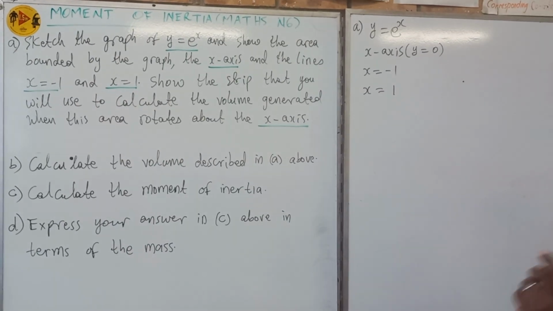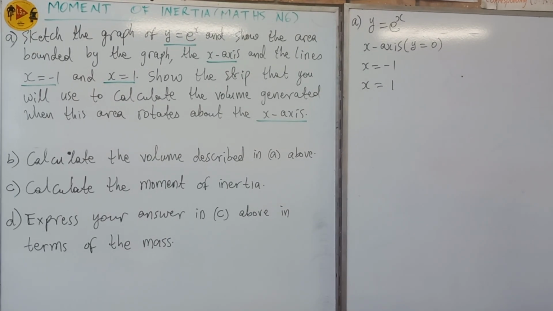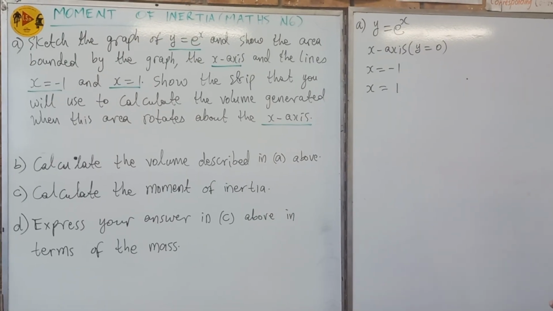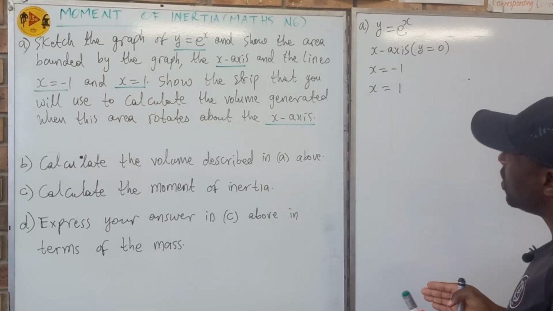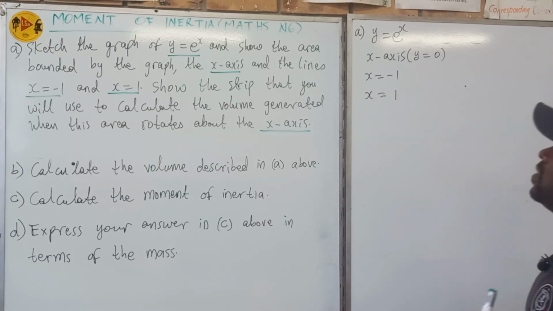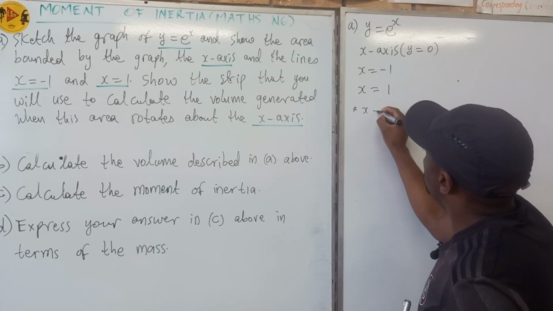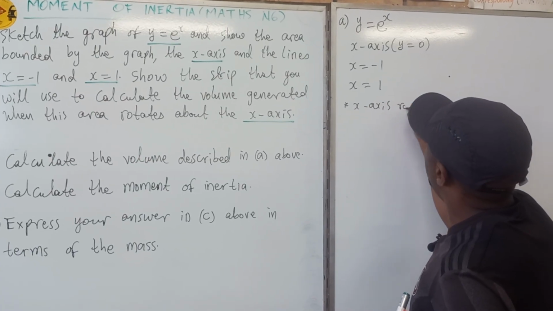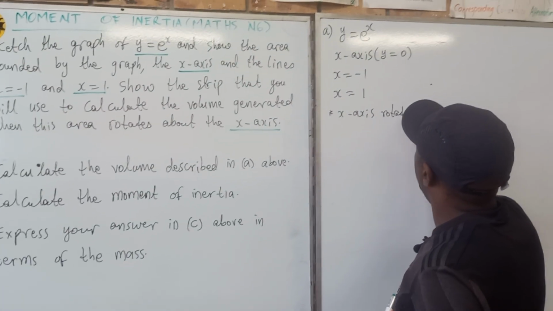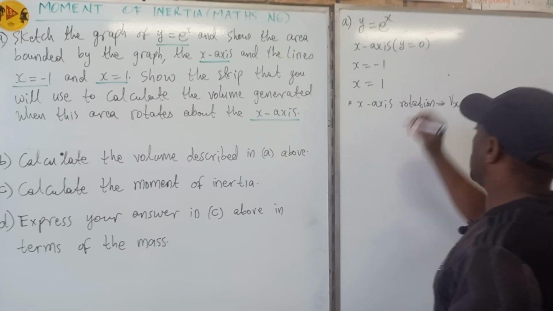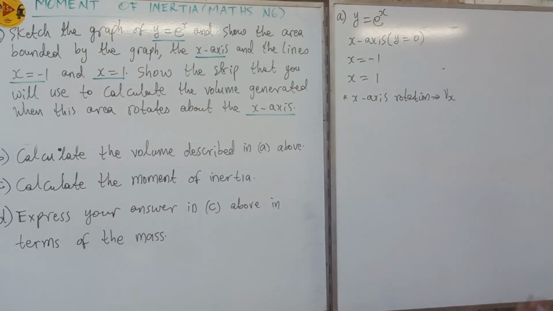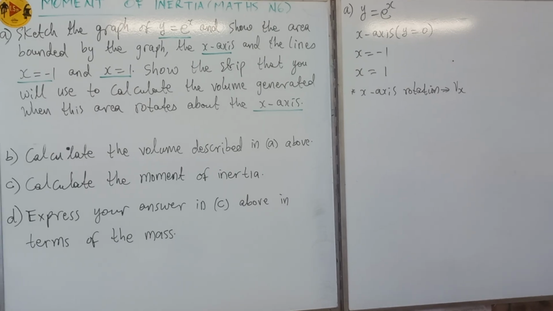So it means, looking at what you see on the board, we've got 4 graphs. So whatever you are shading and putting your strip must be within 4 graphs. Then finally, the rotation. This is very important. X-axis rotation always tells me how the formula for my volume will start. How that formula ends depends on the strip you put in your diagram.